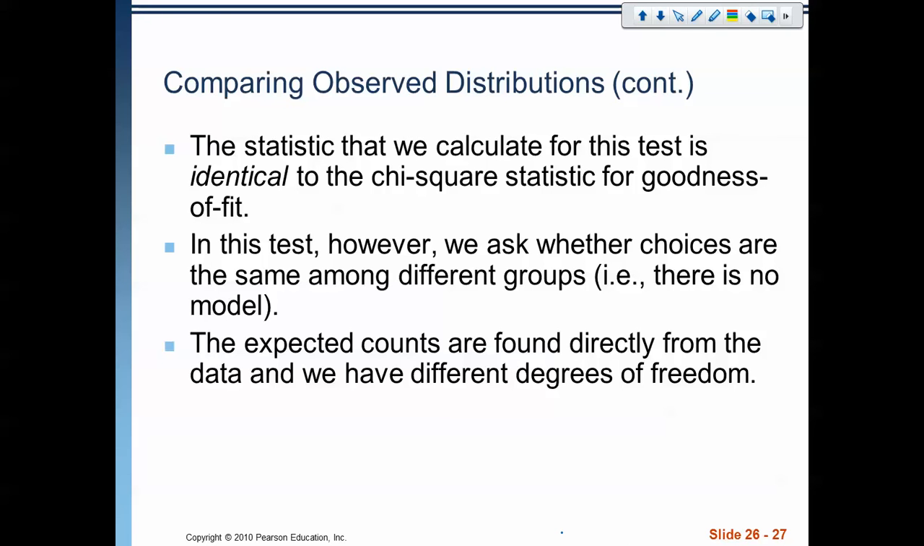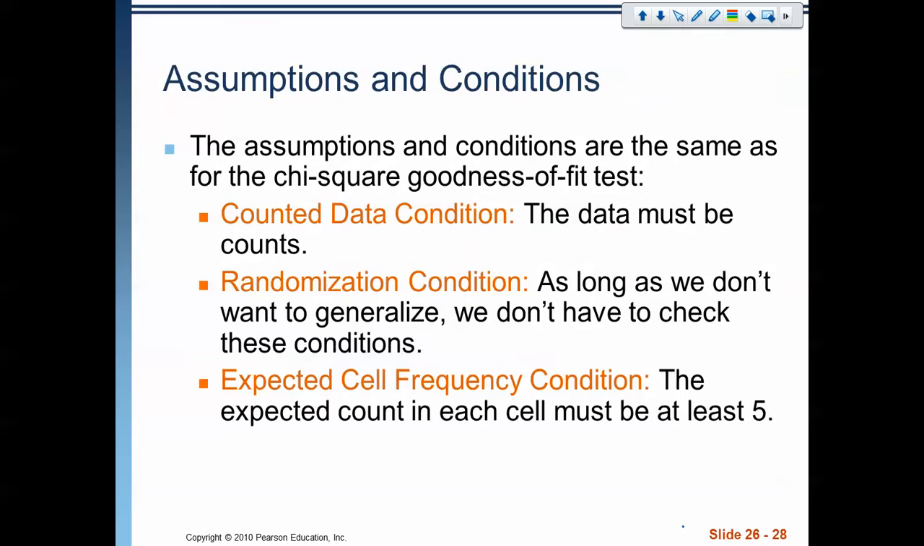Okay. The expected counts are found directly from the data that we have, and our degrees of freedom is calculated differently. So we also have assumptions and conditions for this. They are basically the same as the previous ones. We have our counted data condition, again, which we don't need to check. We don't need to write this one down. We just need to check to make sure. We say this one because we want to make sure that this is the correct test, but that's not something that we need to state for the AP test.